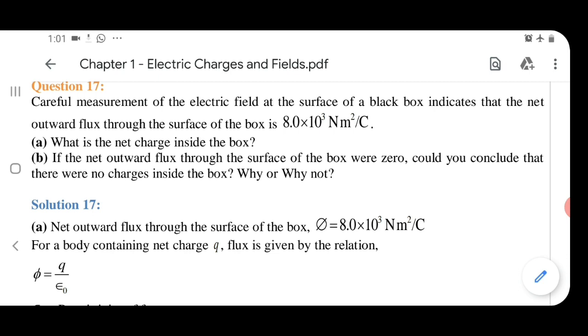If the net outward flux through the surface of the box were 0, could you conclude that there were no charges inside the box? Why or why not? So let's begin with the first one. So what is given in the question? In the question, flux is given. Flux is 8 into 10 cube Newton meter square per coulomb.